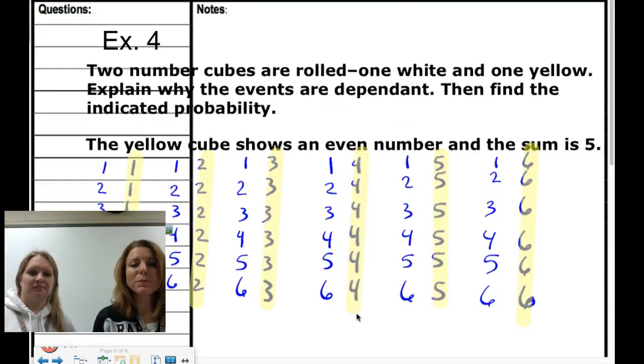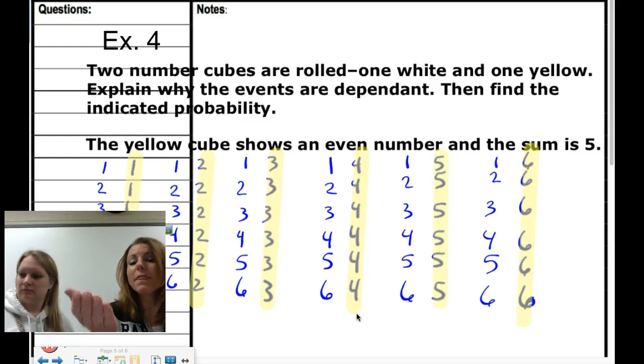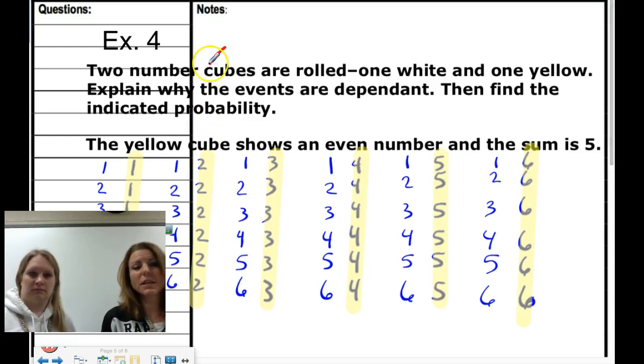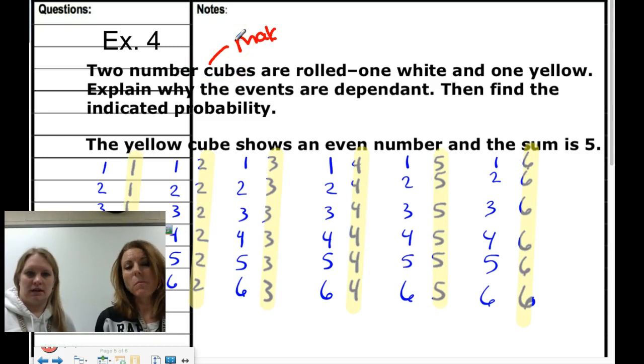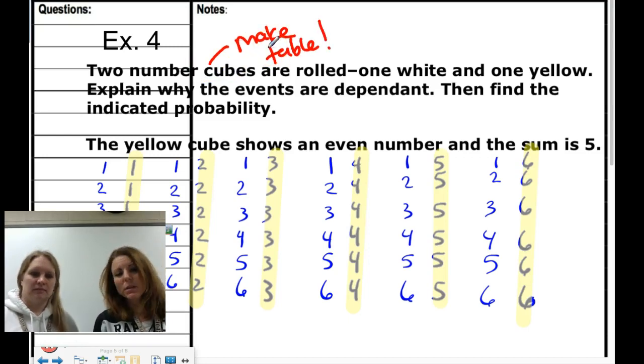So here's the problem. 2 number cubes are rolled. Here's the trick. If the problem ever says 2 number cubes are rolled, that is the table you need to make. There's the key word. Make table. 1 white and 1 yellow. Well, yellow, blue, whatever.